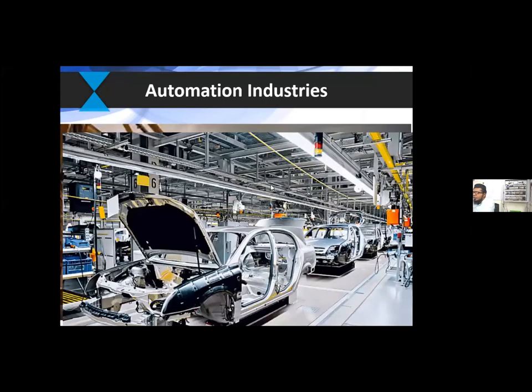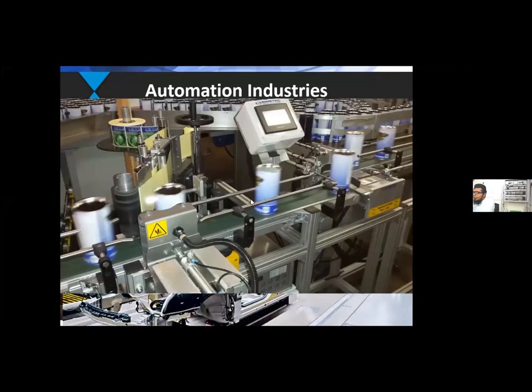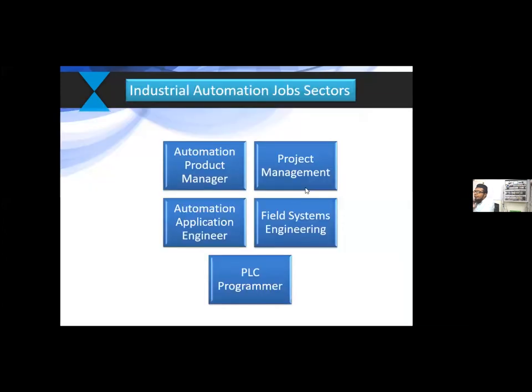This is the automation industry, and this is a process industry. They are using industrial automation. And what are the job sectors for an industrial automation engineer? Some people do jobs as automation product manager, some join project management, some become automation application engineer, some work in field systems, and some work as PLC programmer. These are the main jobs people do in different industries and fields.